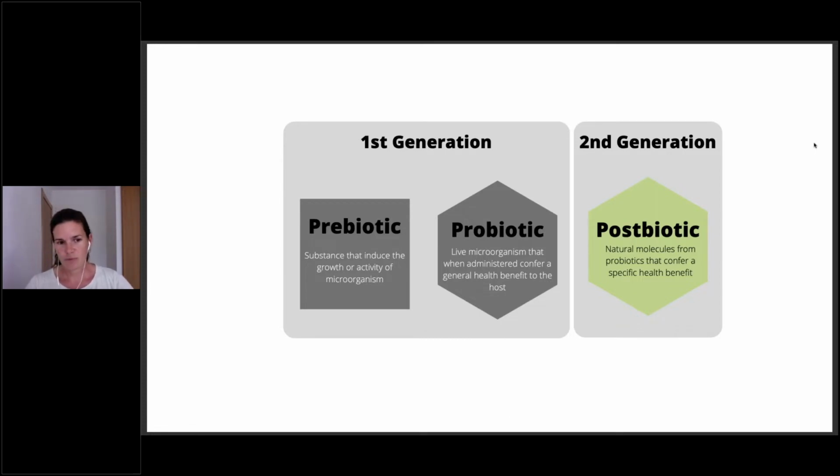For many years we've seen in the market prebiotics and probiotics. They would be like the first generation of products that were designed to make an influence on the gut microbiota and the health of the consumer. And now we have a second generation of this kind of products, considered postbiotics, that are natural molecules from probiotics that confer a health benefit to the consumer.